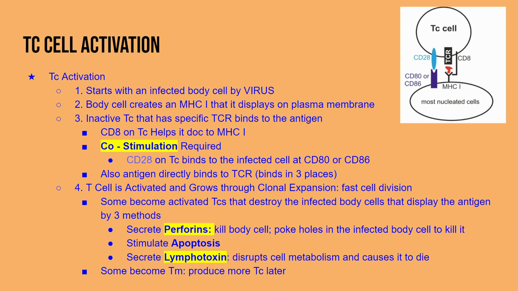And then we go through clonal expansion to activate more T cells, and then the activated T cells secrete perforins, which kill the body cell by poking holes in it. They stimulate apoptosis or cell death, and they secrete lymphotoxin, which disrupts cell metabolism. And then we're also going to produce some memory T cells, so when the pathogen enters the body, they're already suited up and ready to attack that specific antigen.